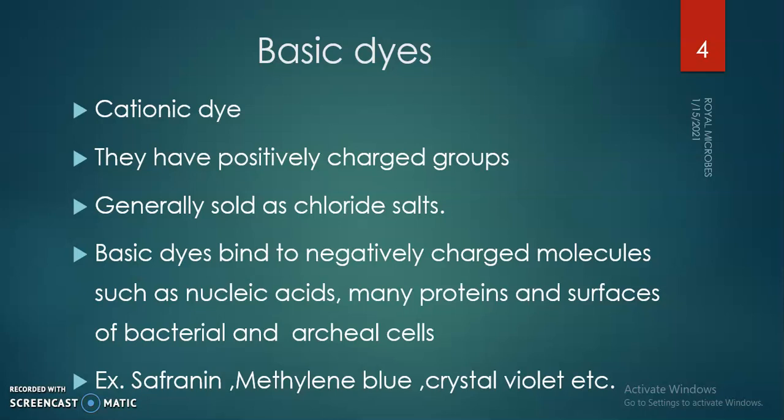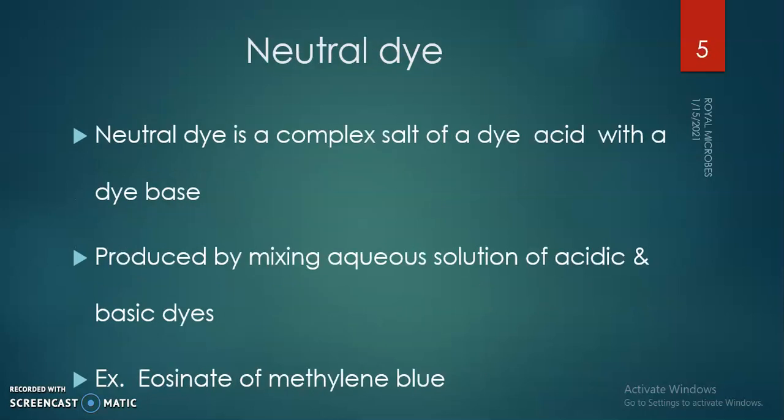Basic dyes are cationic dyes and they have positively charged groups. They are generally sold as chloride salts. These basic dyes bind to negatively charged molecules such as proteins, nucleic acids and the surface of bacterial and archaeal cells. Examples are safranin, methylene blue and crystal violet.